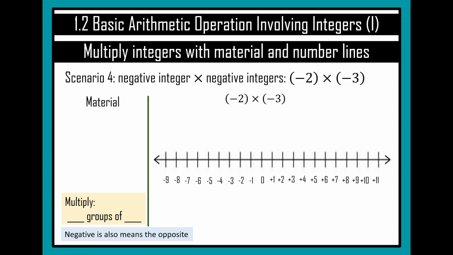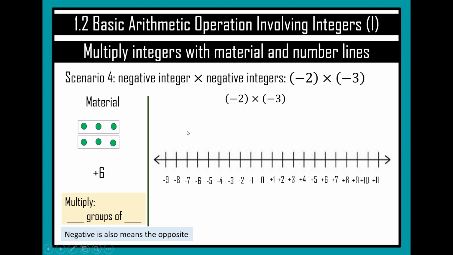The last scenario for multiplying integers is a negative integer multiplied by a negative integer. For example, negative 2 multiplied by negative 3. We need 2 groups. Each group has 3 red circles. There is a negative at the front, so it means the opposite of red, which is green. So in total, I have 6 green circles, which is positive 6.